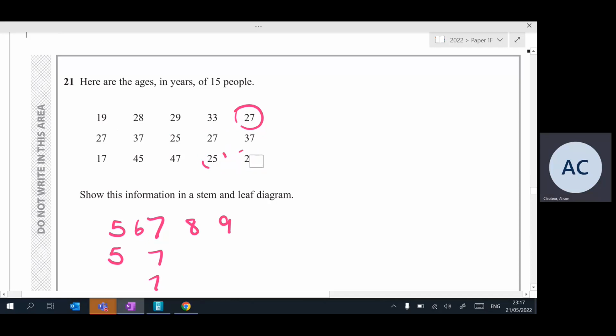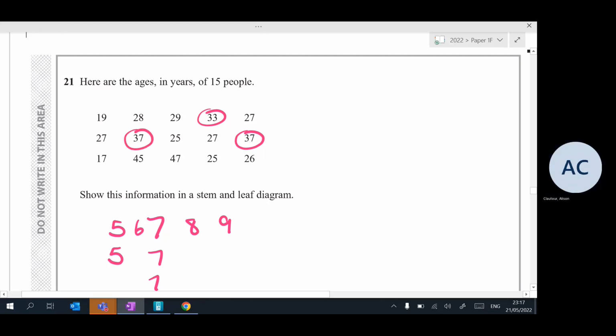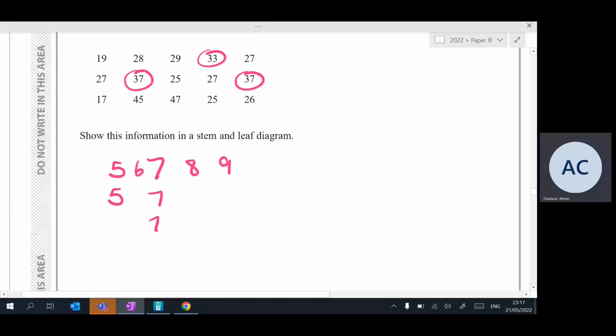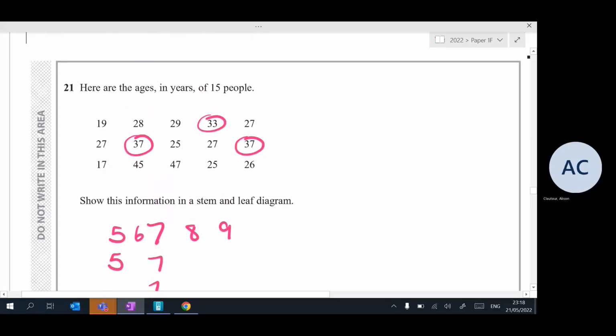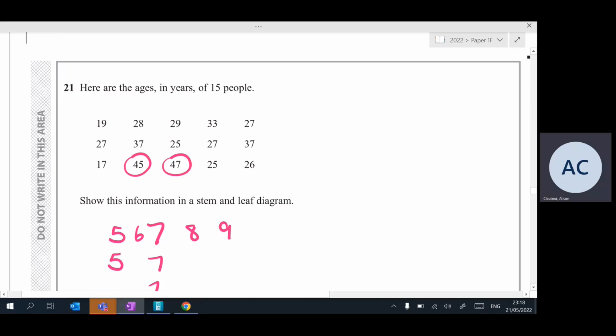Okay, I've then got the ones that are in the 30s. Rub it out just so I can see it a bit clearer. So I've got 30s, 30s, 30s. Not very many of these. So I've got 33 and then 2 37s. Okay, I've then got the ones that are in the 40s. So I've got 45 and 47.